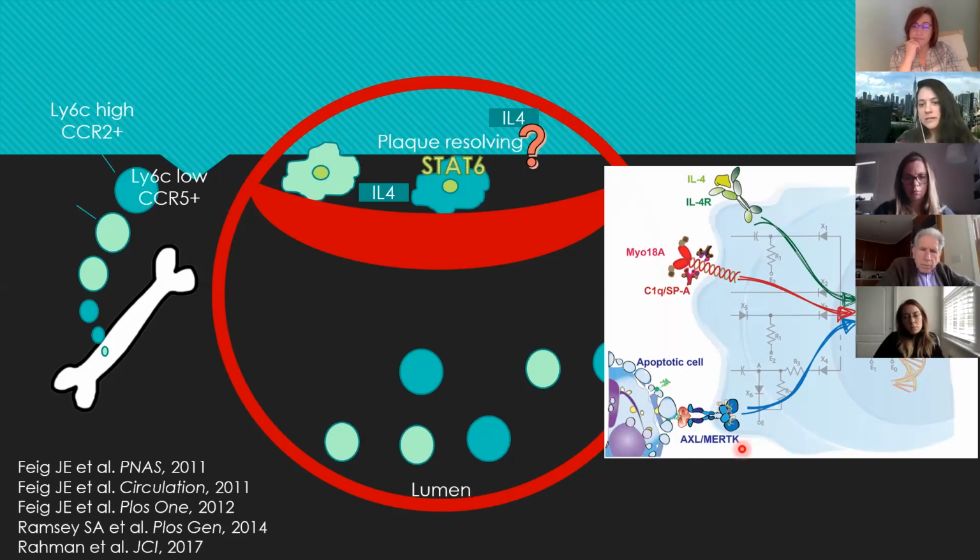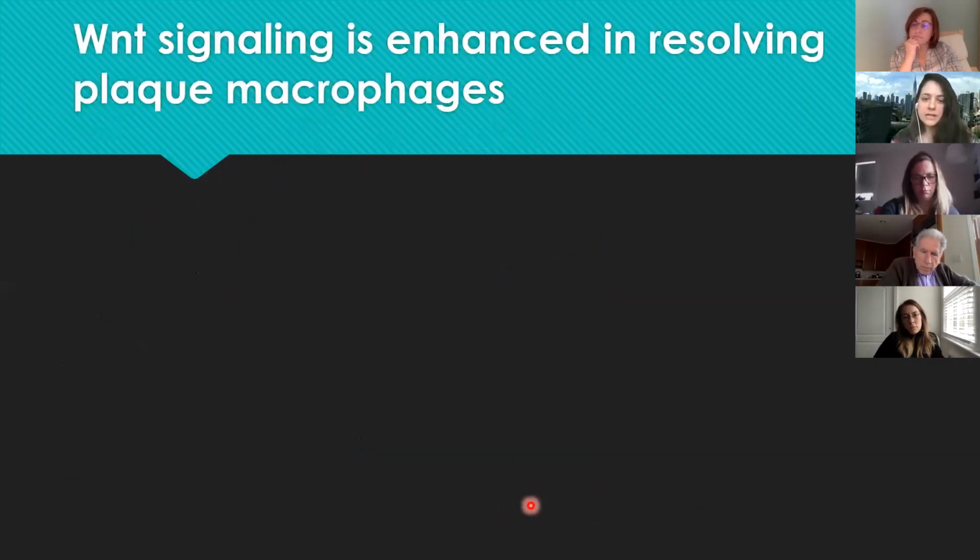In Carla Rothland's group's paper, they showed that this second signal is apoptotic cells. And in Judy Allen's paper, they showed that this second signal is tissue-specific complement factors. And we were thinking maybe the same is true also for resolution of atherosclerosis, that there's a second signal that is needed. And what may this second signal be? And we're thinking about Wnt.